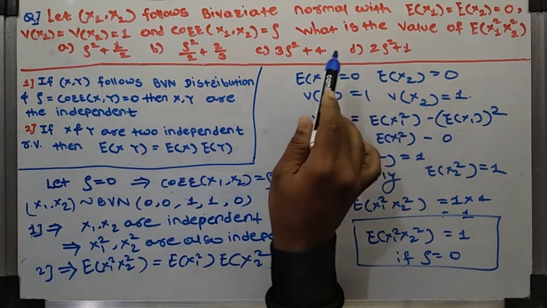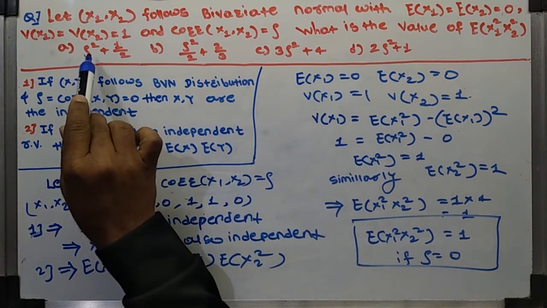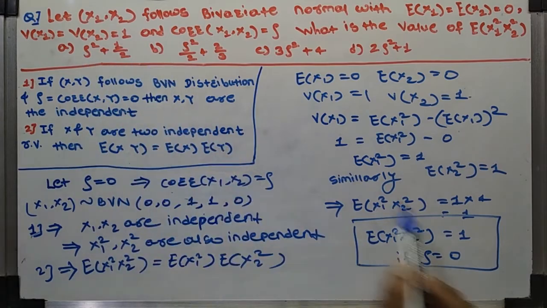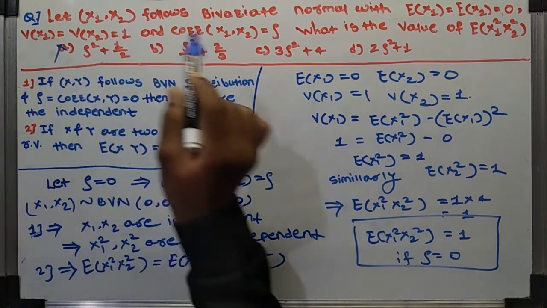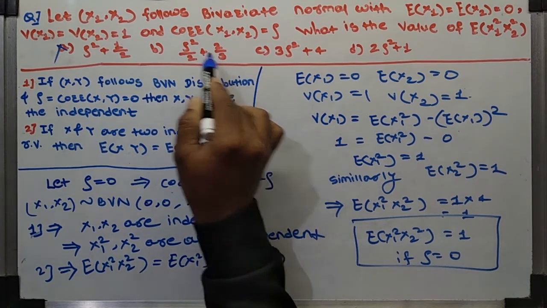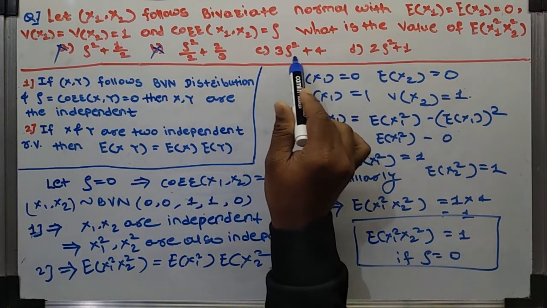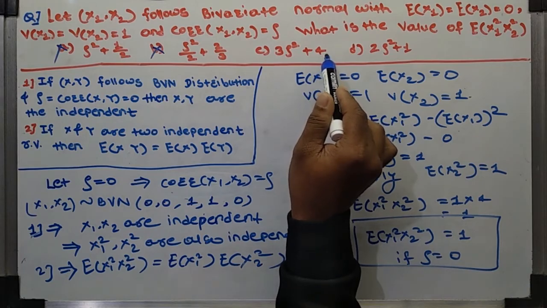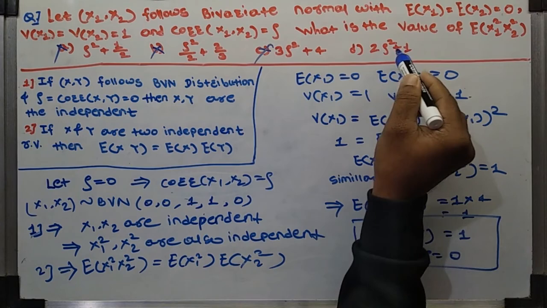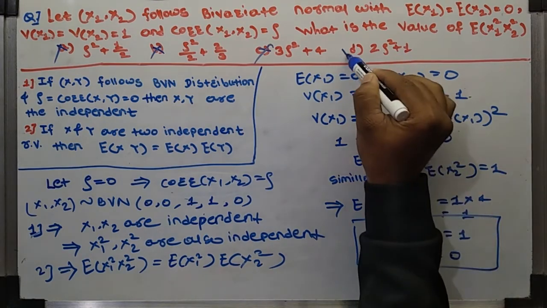Out of these choices, whichever choice gives the answer 1, that answer is true. Here put rho equal to 0; this gives 1 by 2, which is not 1, so the first answer is wrong. Put rho equal to 0; this answer is 2 by 3, which is not 1, so this answer is also wrong. Put rho equal to 0; that gives the answer 4, which is not equal to 1, so this is wrong. Put rho equal to 0; this gives the answer 1, so expectation of X1 square X2 square is 1, so the answer is true.